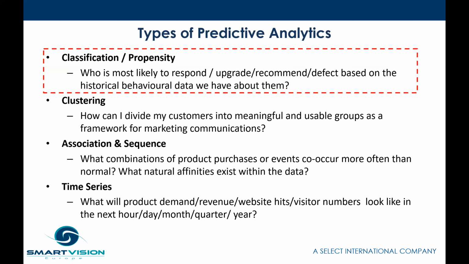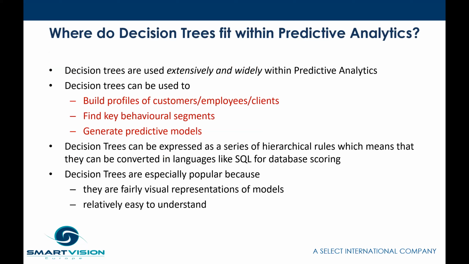That's where decision trees fits. And the reason it fits in there is because decision trees can be used to build profiles of customers, employees, clients, tenants, patients, taxpayers, donors, etc., who are most likely to do something or most likely to respond in a particular way. And in doing so, it actually finds key groupings within the data, and these appear as nodes within the trees. We'll talk about that in more detail later on.